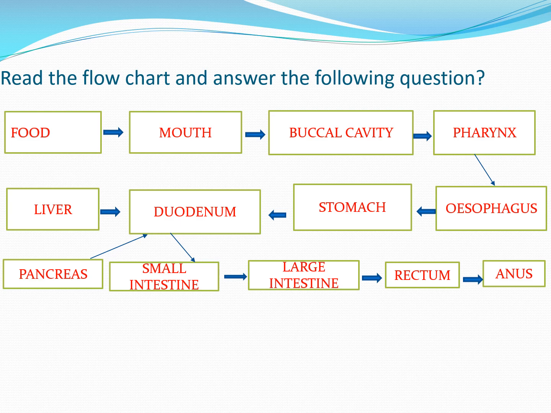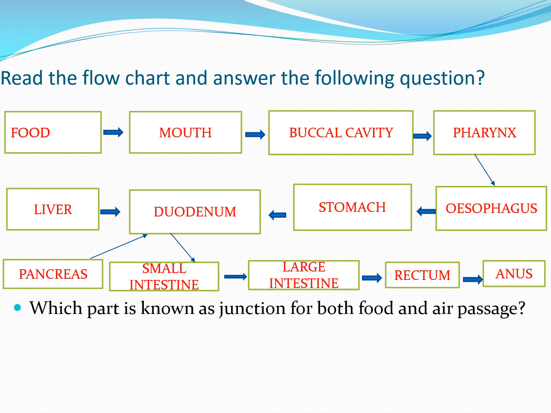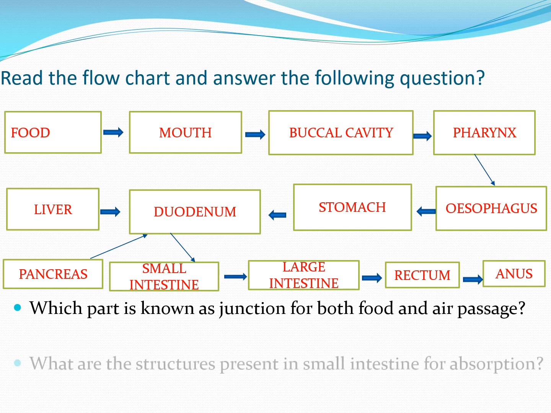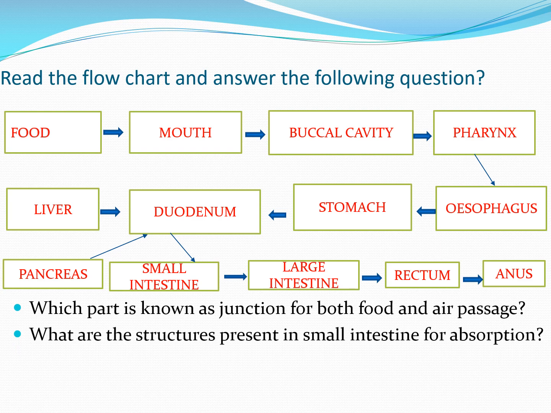Now by considering this table, we need to answer the following questions. First question, which part is known as the junction for both food and air passage? Pharynx is the junction for both food and air passage. Next, what are the structures present in the small intestine for absorption? Of course, they are villi or microvilli. They help in absorption of food.